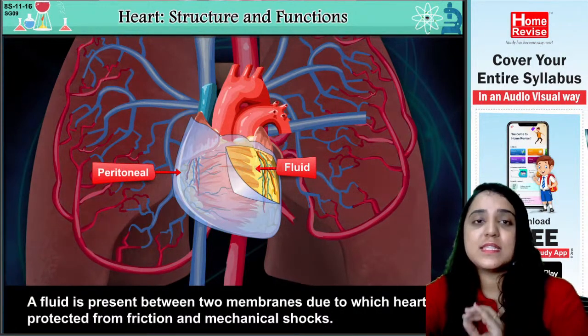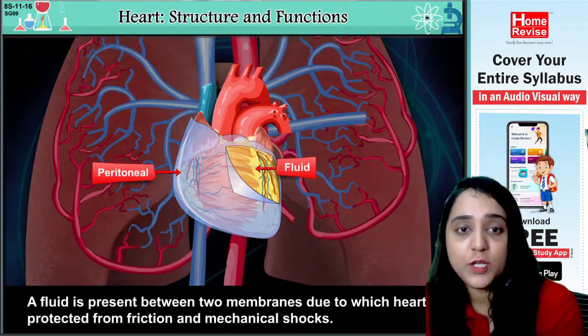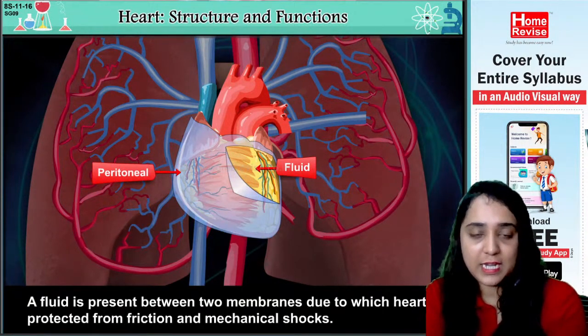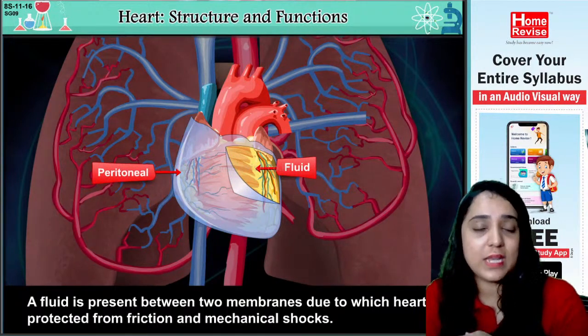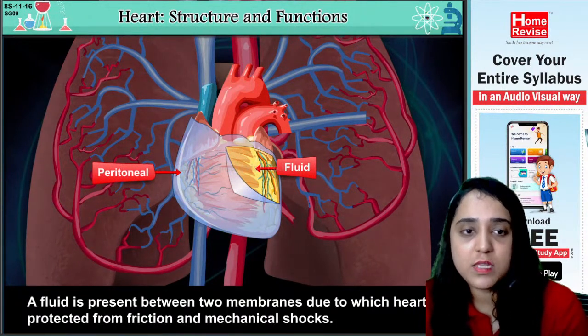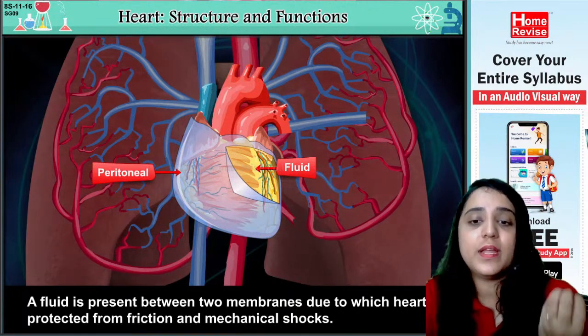A fluid is present between the two membranes, due to which the heart is protected from friction and mechanical shocks. Now this part is extremely important to understand. As we have studied, it has a double layer covering, but between these two membranes, a fluid is present.